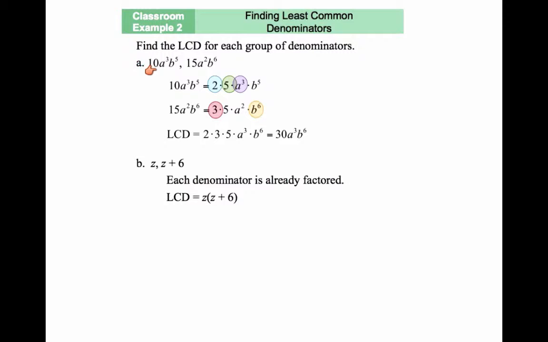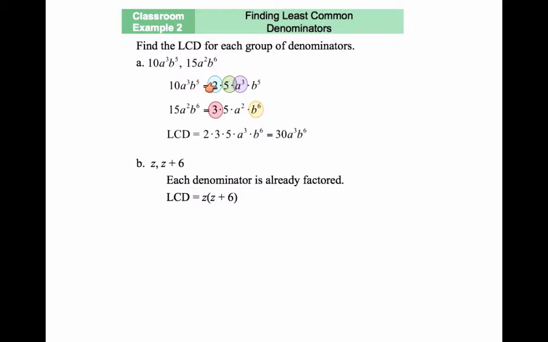So here we want to find the LCD of 10, a to the power of 3, b to the power of 5, and 15, a to the power of 2, b to the power of 6. Best is to bring all this to its prime numbers. 10 would be 2 times 5. 15 would be 3 times 5. To find the LCD, or least common denominator, you compare each group of prime numbers. You pick the largest of all.